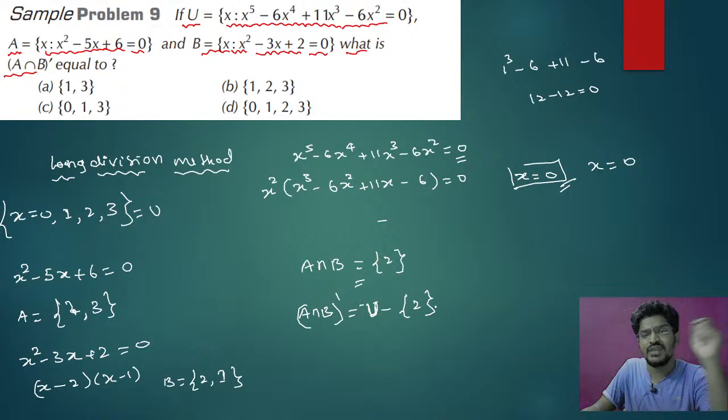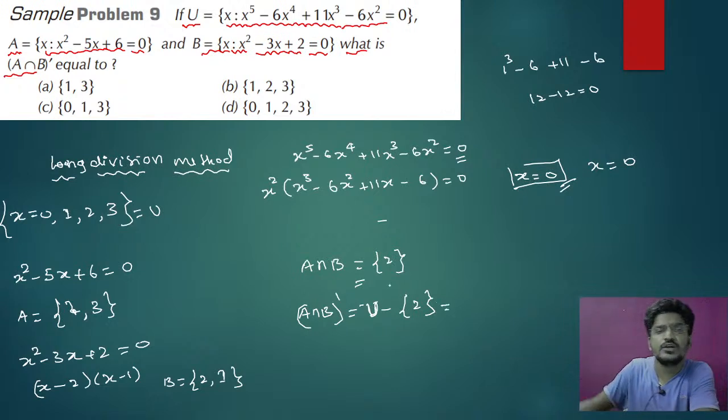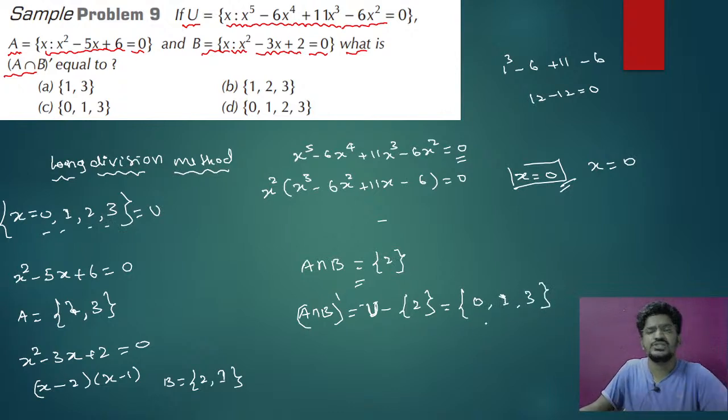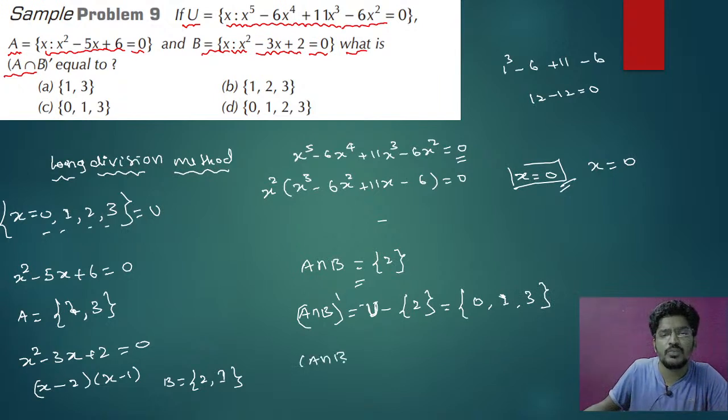If you have any doubts, go to the previous class. I have explained the complement of a set there. You can watch that video and understand it. So now U minus {2} will be what? U is {0, 1, 2, 3}. Remove 2 from that, and it will be {0, 1, 3}. So this is (A intersection B) complement.